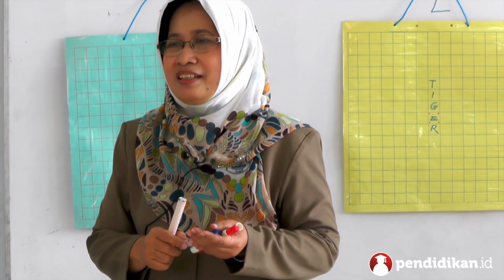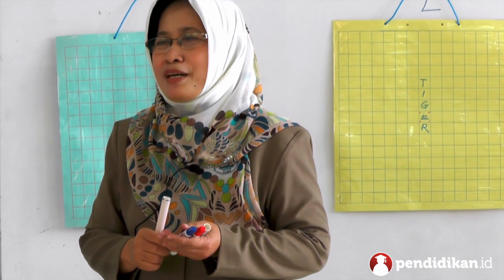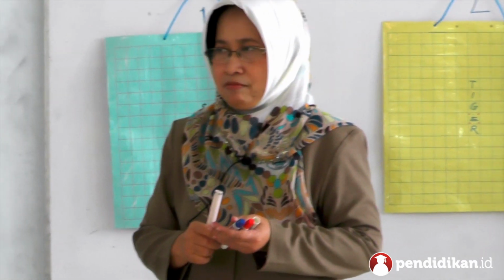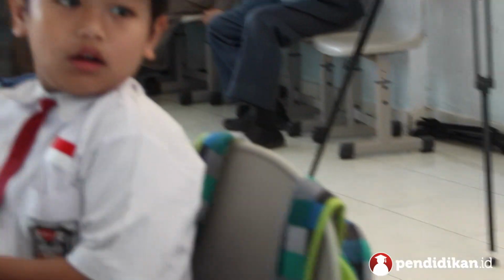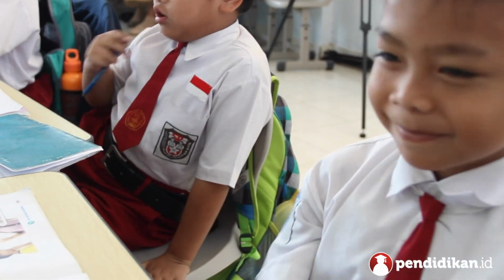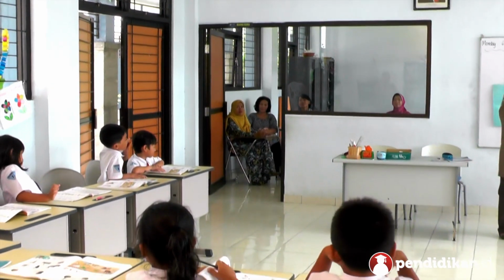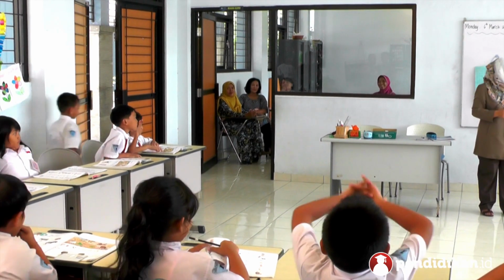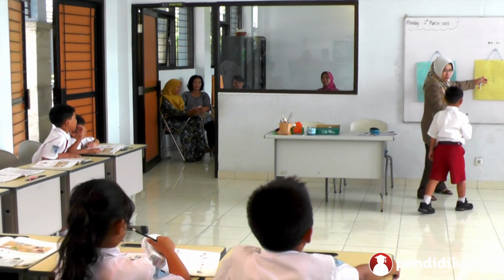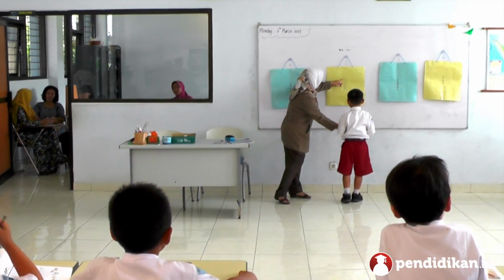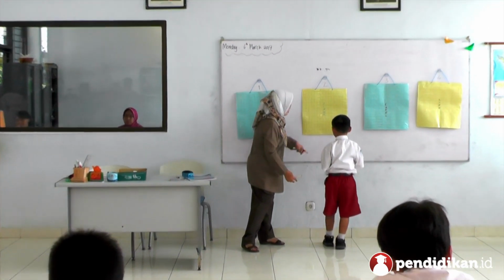Thank you. Now, group 2 number 1. Who is group 2 number 1? No, group 2. Which one is group 2? Putra. Yes. Okay, Putra. Come here. Do you know the name of the animal? This is your board. Do you know the name of the animal which has one of the alphabet here?